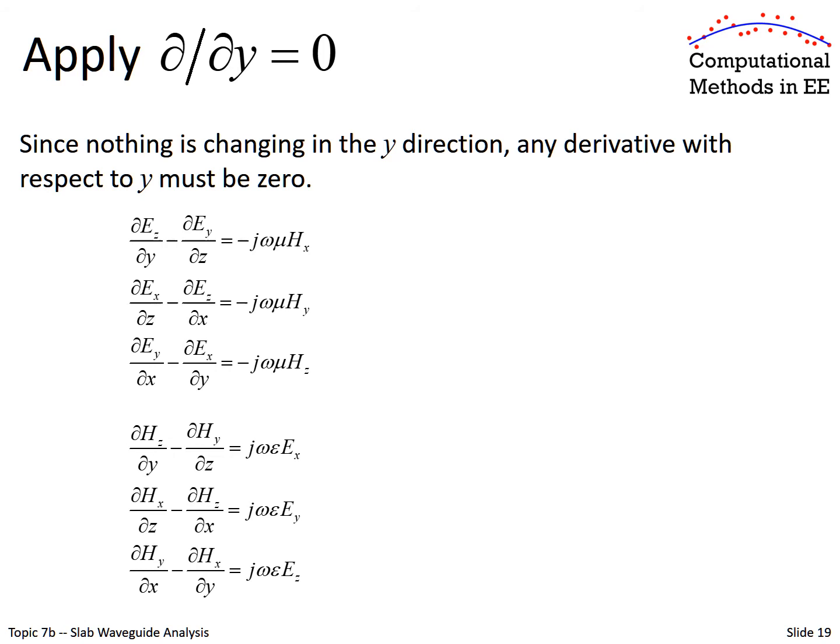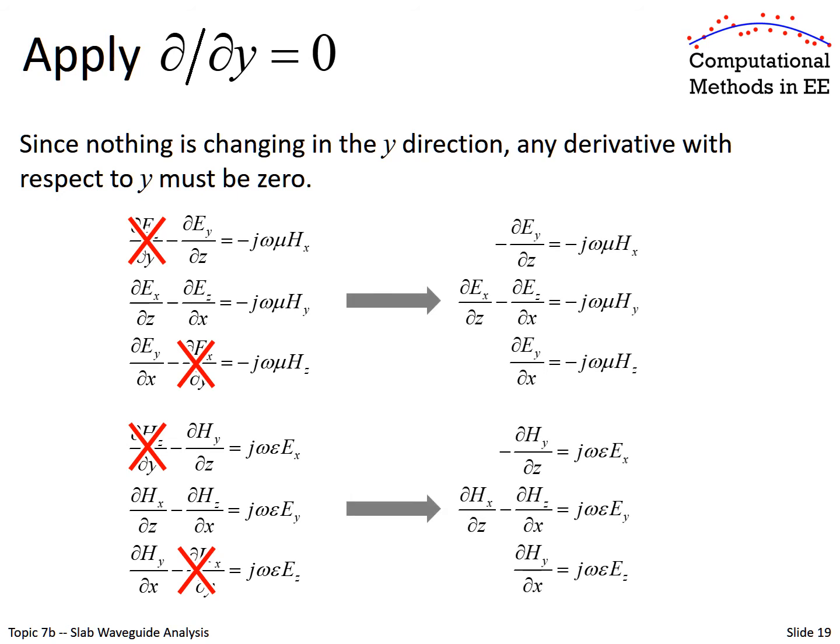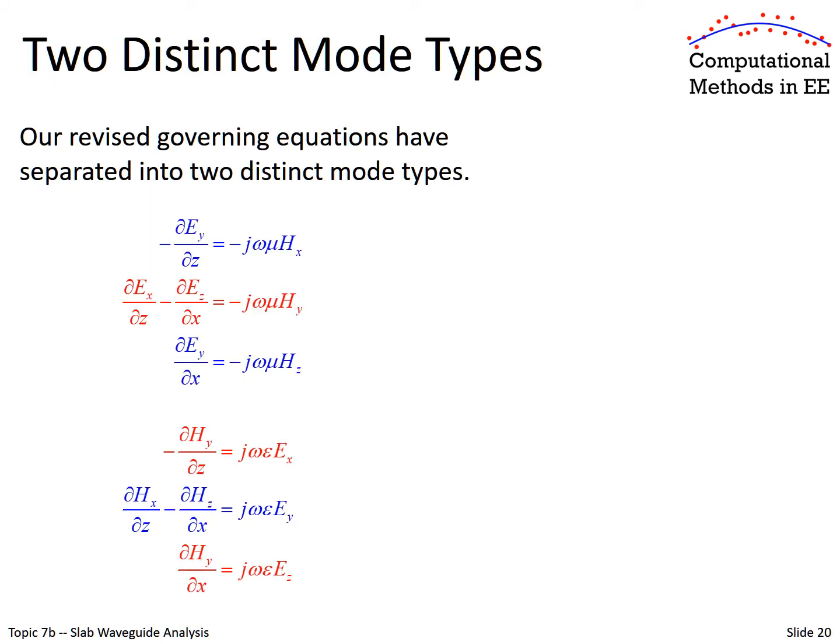Okay, so here's our set of six differential equations, and now we want to apply the fact that any derivative in the y direction has to be zero. So we will find all of the y derivatives in our set of six equations and cross them out. And we end up with a new set of equations that do not contain any y derivatives. So we're already a little bit simpler.